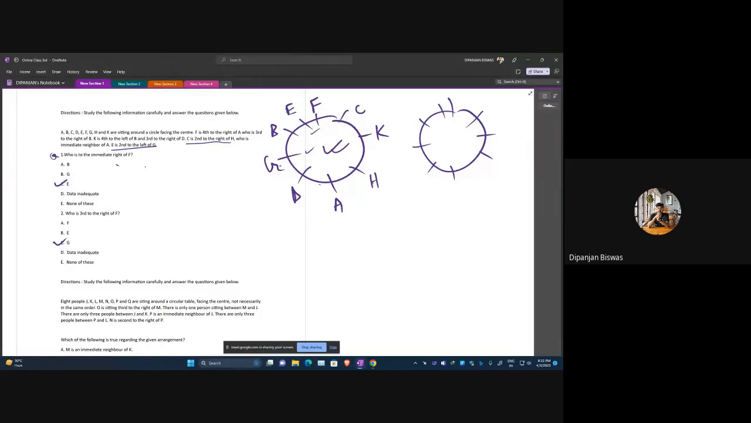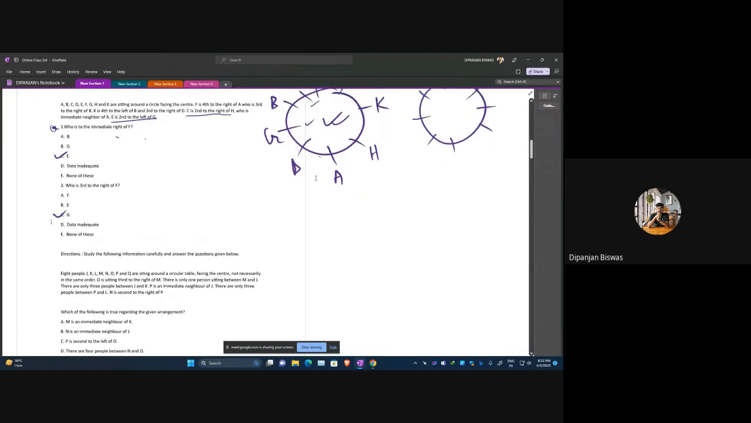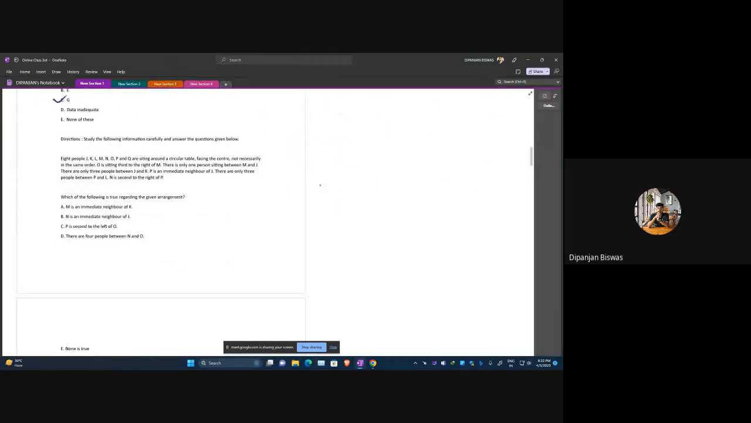As you can see, this seating arrangement was solved writing the statements directly, so you don't have to write any hints. Okay. I hope this is clear to everyone.